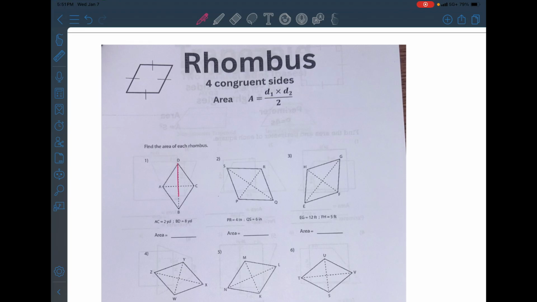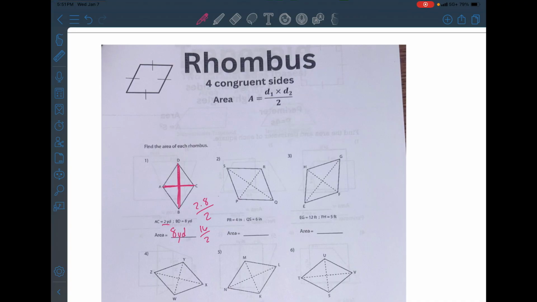So here's a diagonal, and here's a diagonal. Remember, our diagonals of a polygon connect vertices inside the shape. So it says AC, which is this right here, is 2. And BD, which is this diagonal, is 8. So we have to do 2 times 8 divided by 2. So 2 times 8 is 16. Divide that by 2. You get 8 yards.